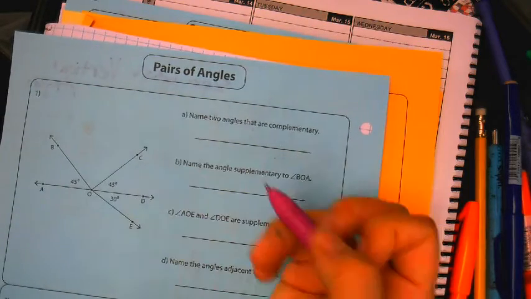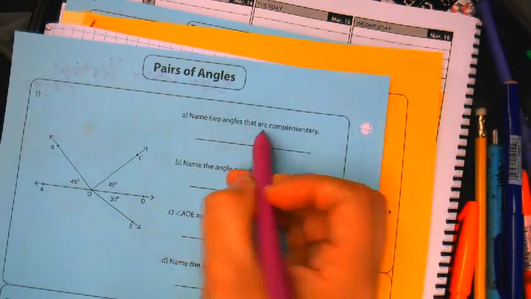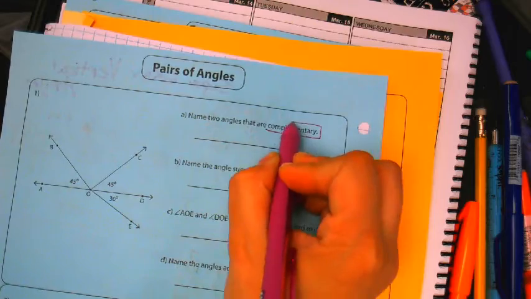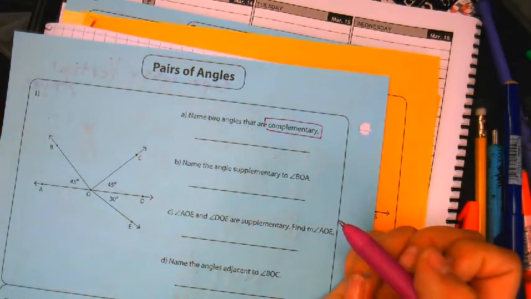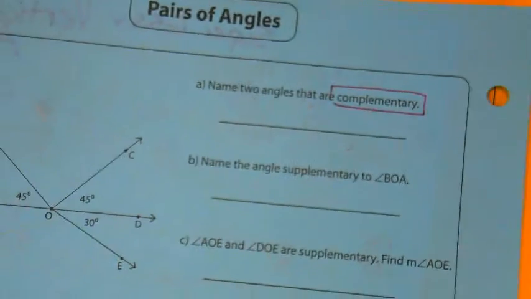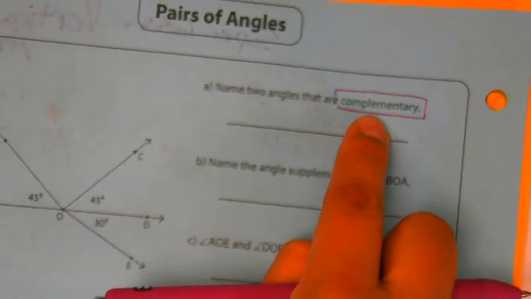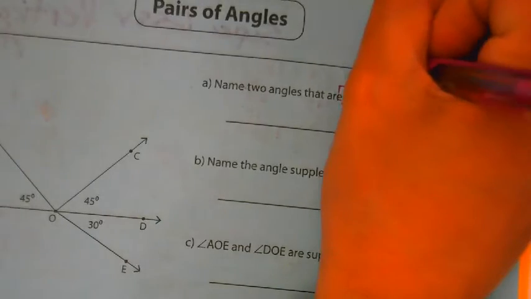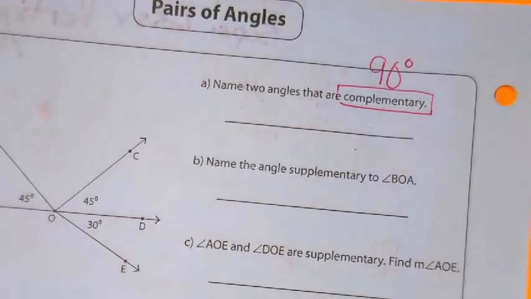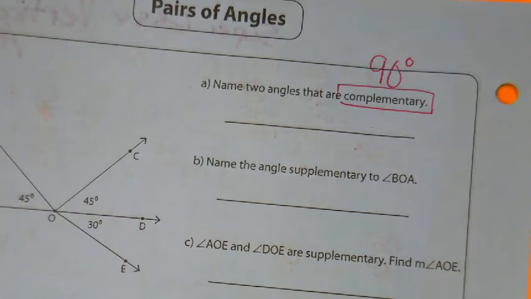Okay, letter A. Name 2 angles that are complementary. What does complementary mean? 2 angles that add up to 90 degrees. So when you read the word complementary or complement, Diego, put that away. It has to be 90 degrees. 90 degrees, okay?